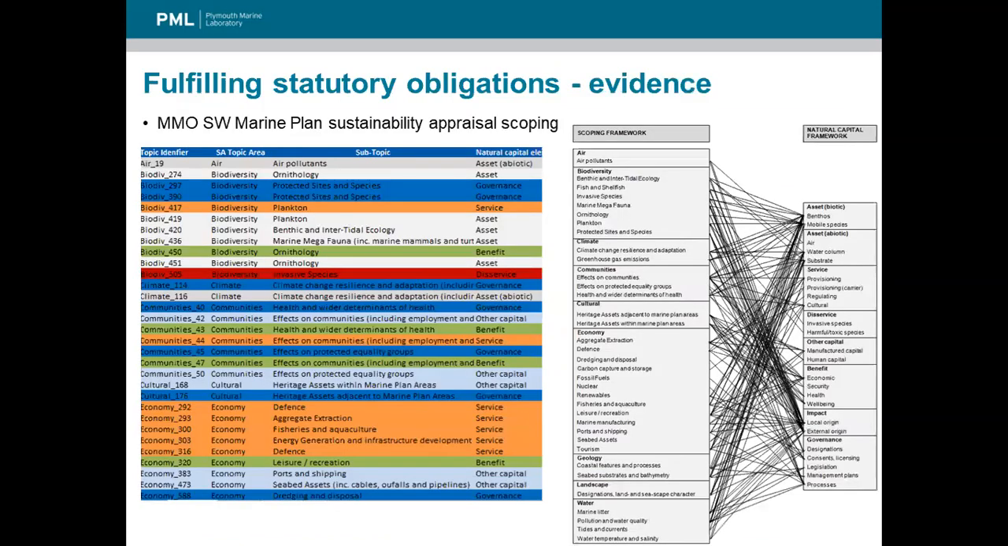And that wasn't just me drawing some lines together. I actually went through the sustainability appraisal scoping that was done for the Southwest Marine Plan and connected each one of the subtopics that they had identified, each component of each subtopic, to the natural capital system elements. And they map in multiple ways. And really that shouldn't be a surprise, because all the natural capital approach is doing is reframing environmental information. It's not suddenly talking about areas of the environment that we didn't know existed before.